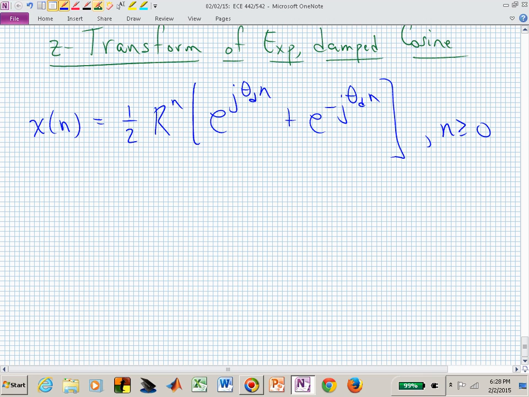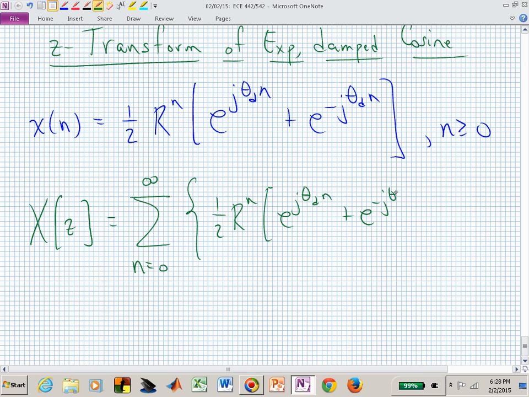We now want capital X of z, which is now this sum from n equals 0 to infinity of little x of n, that's 1/2 r to the n, e to the j theta sub d n plus e to the minus j theta sub d n, z to the minus n. This in squiggly braces is little x of n. That's the definition of the Z-transform.